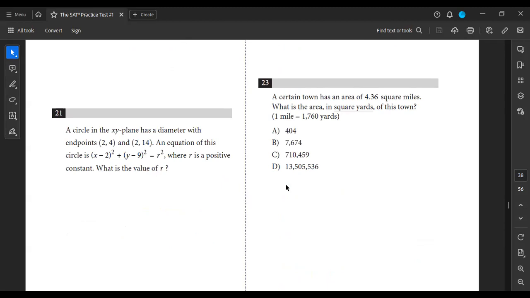All right, a circle in the XY plane. Have you guys noticed that so far, like every question has been kind of calm? It's been calm, it's been chill.